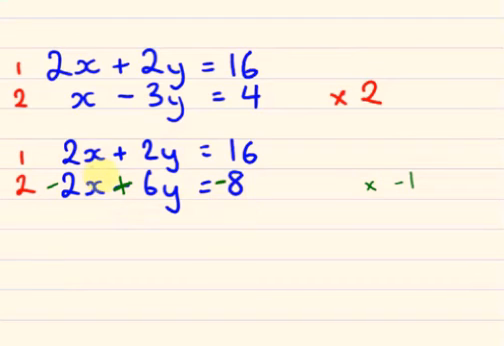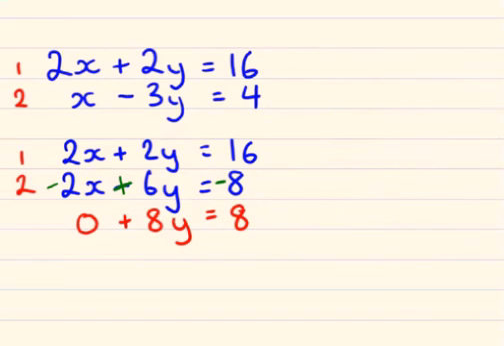Okay? 2x, take away 2x is 0, plus 2y plus 6y. We're now adding them because it's a positive and a positive. We end up with 8y. Did you get that one? Or did you fall for it? 16 take away 8 is 8. So 8y equals 8. Maybe you could probably guess what y is going to be. y is going to be equal to 1. Did you get that? So what we'll do is I'll rub these out and do a bit of substitution.